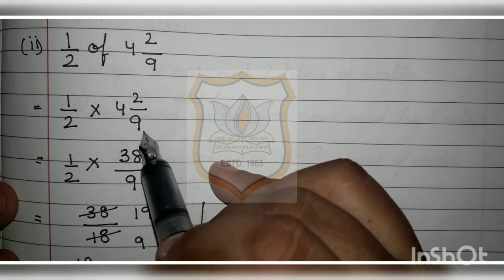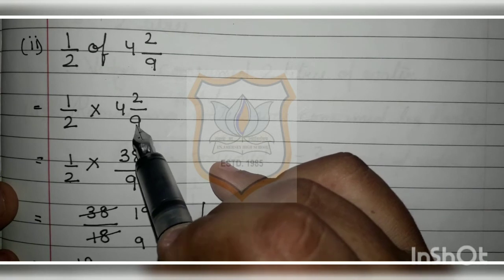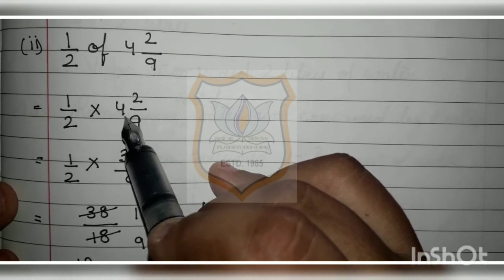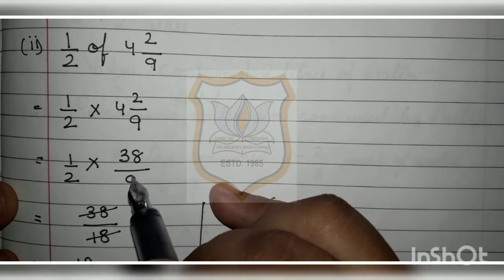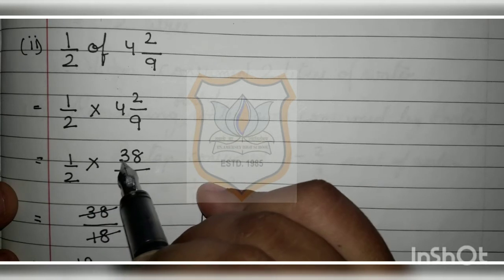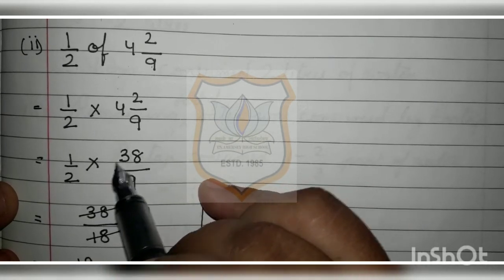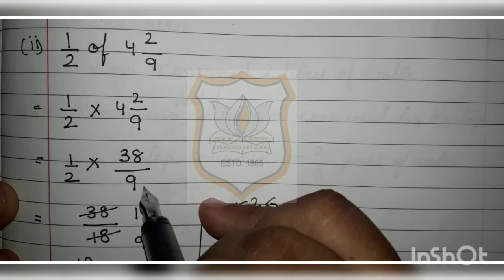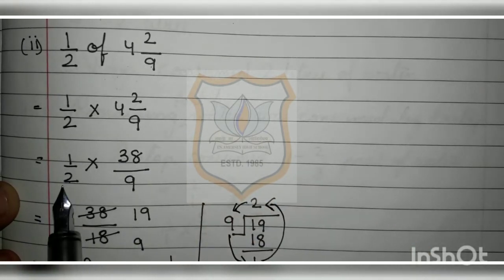Now we will convert this mixed fraction into improper fraction. For that we will multiply 9 into 4. 9 4s are 36. 36 plus 2, that is equal to 38 upon 9. Now we will multiply 1 upon 2 multiplied by 38 upon 9. As I told you, numerator is multiplied by numerator and denominator is multiplied by denominator. So 1 into 38, that is equal to 38. 2 into 9, that is equal to 18.